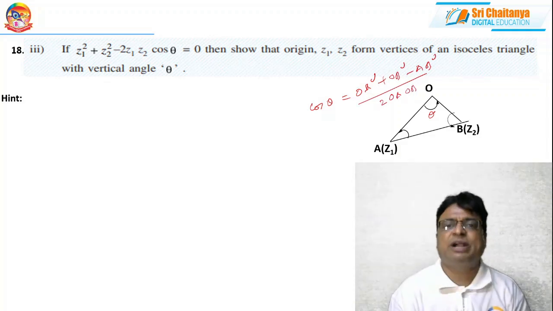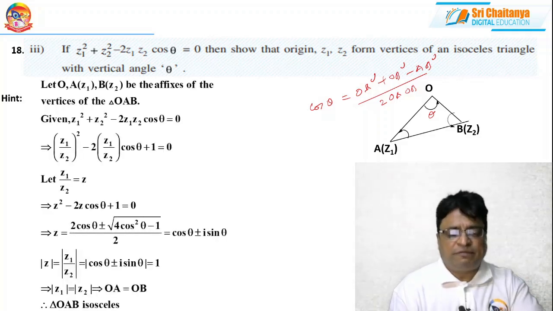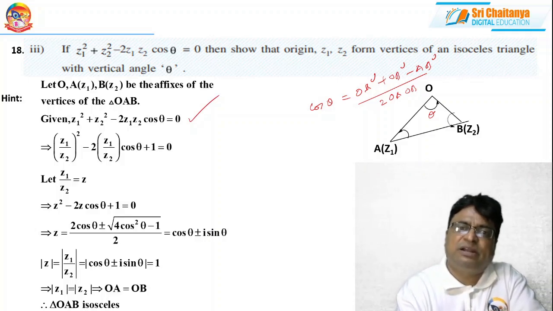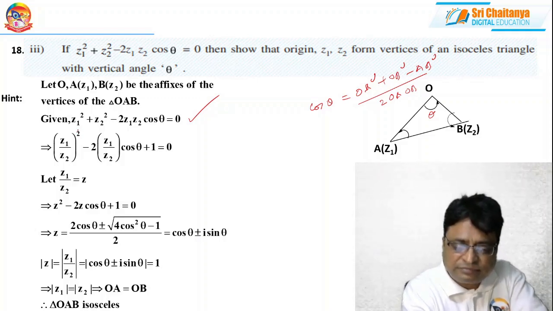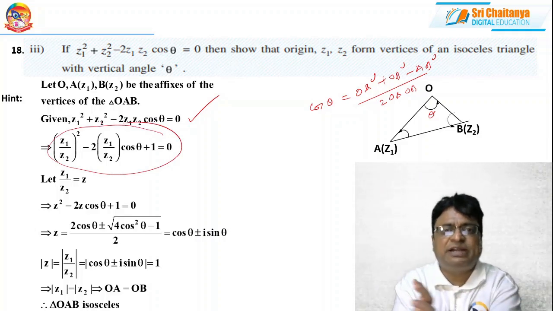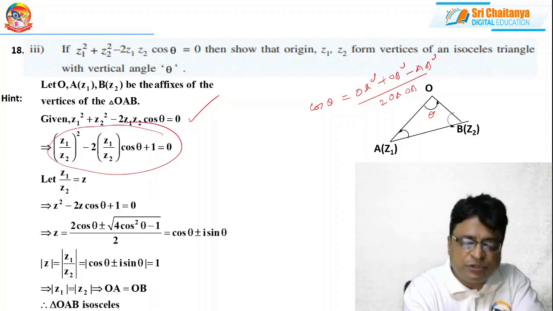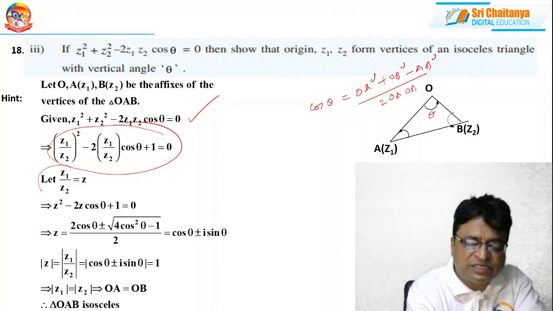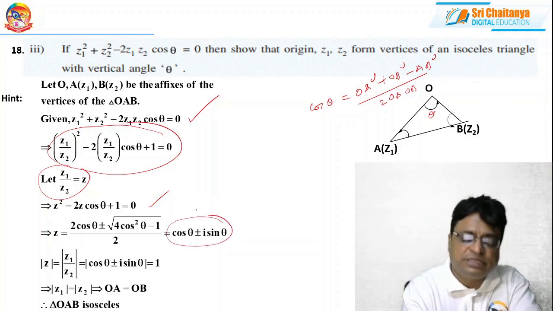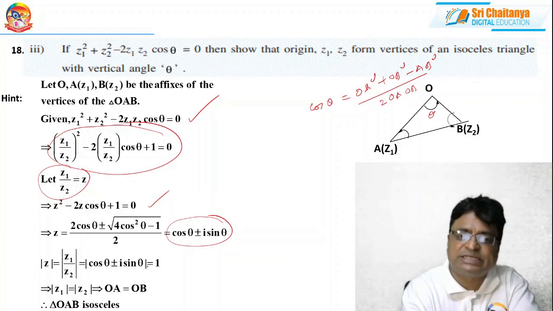Right? So here, this is the given equation for me. Let OAB be a triangle, and I have written my equation. This is another beautiful step. I divide the entire equation by Z2, and consider Z1 by Z2 as Z. So I simply got this as an equation in Z. After simplification, you get Z as cos theta plus or minus i sin theta. That is, mod Z is equal to mod of Z1 by Z2, which is equal to mod of cos theta plus or minus i sin theta, which is 1.